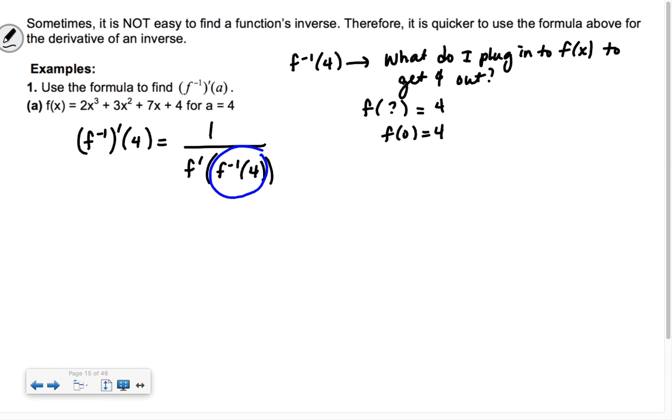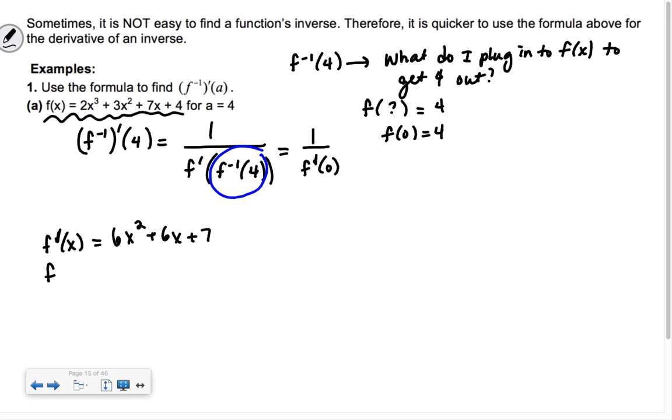So that means that we're finding 1 over f prime of 0. Can we find f prime of x? Sure. F prime of x is going to be the derivative of our f of x formula. So I have 6x squared plus 6x plus 7. So what is f prime of 0 then? 7. So our answer is 1/7.